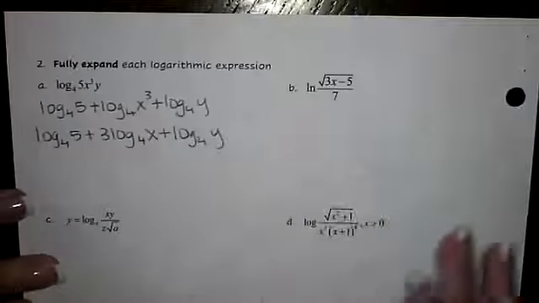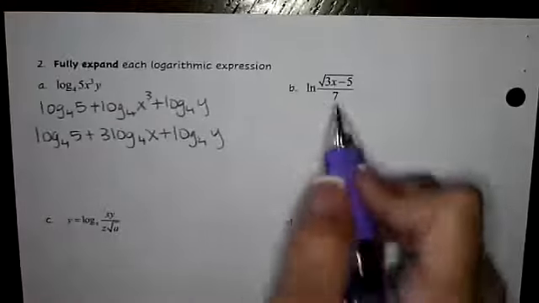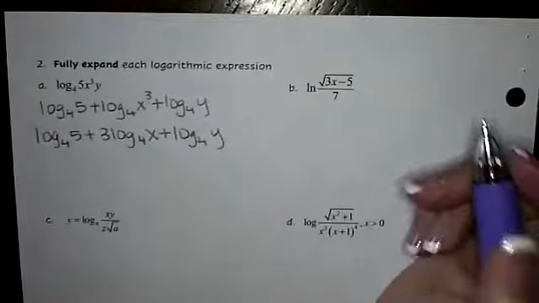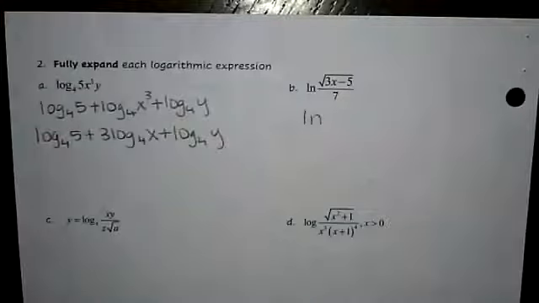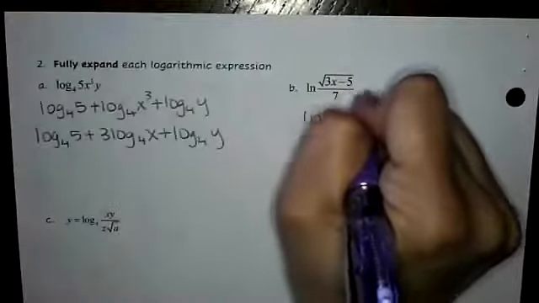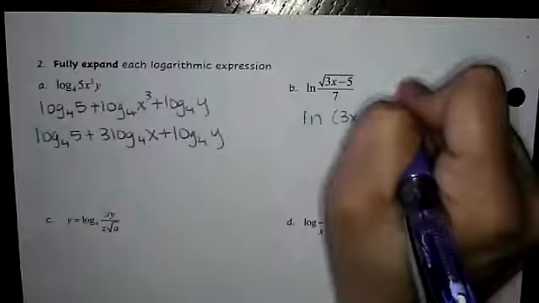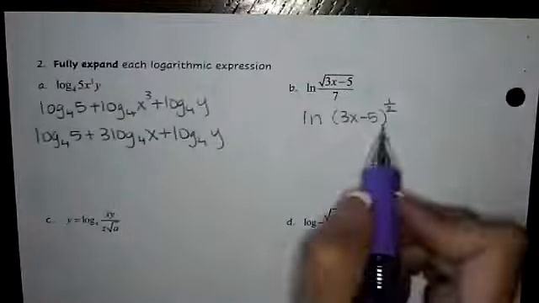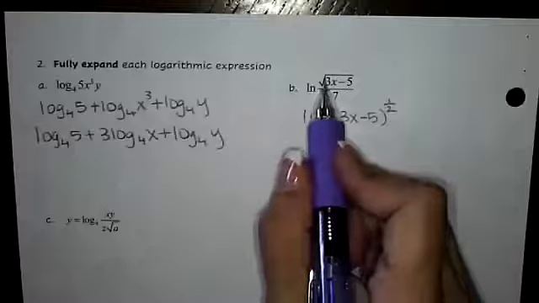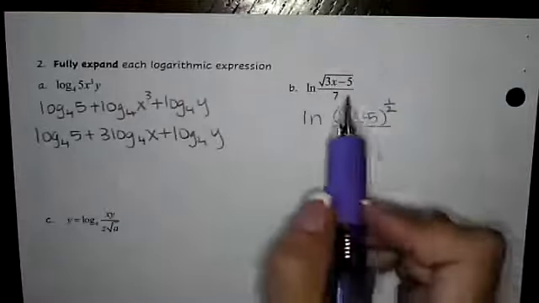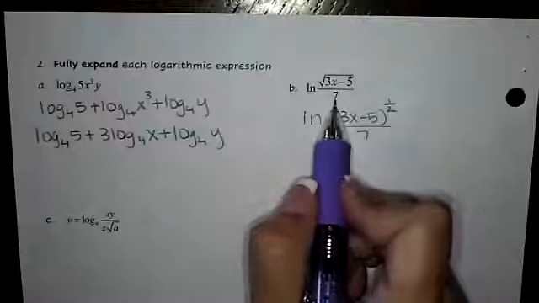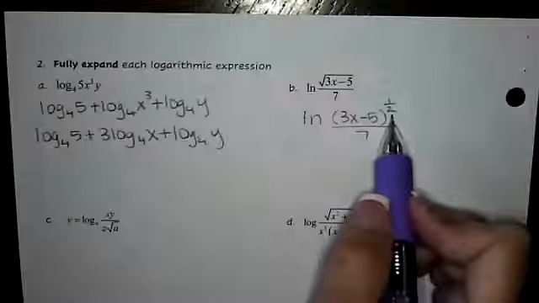Here's another one, and this looks hard, but remember, you can change this square root to be that coefficient. So we'll do that first just to make sure that you can do it. So we get 3x minus 5 to the 1/2 power. Remember, 1/2 is the same thing as the square root. And then all of that is over 7. The 7 is not under the square root, so it should not be inside of the 1/2 power.